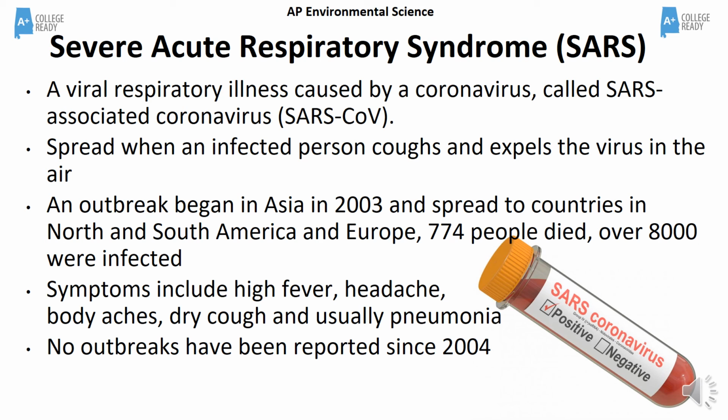SARS is a viral respiratory illness caused by a coronavirus. It's spread when an infected person coughs and expels the virus in the air. An outbreak began in Asia in 2003 and spread to countries in North and South America and Europe. 774 people died, over 8,000 were infected. Symptoms include high fever, headache, body aches, dry cough, and usually pneumonia. No outbreaks have been reported since 2004.